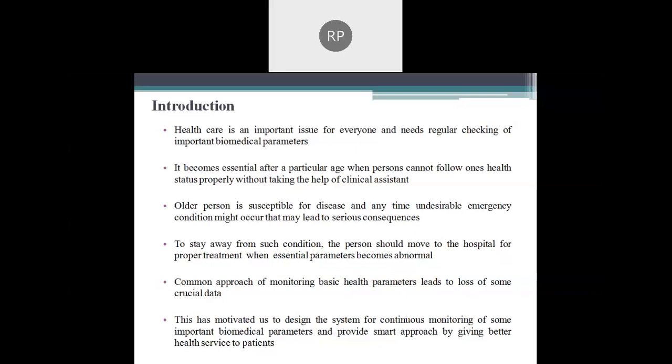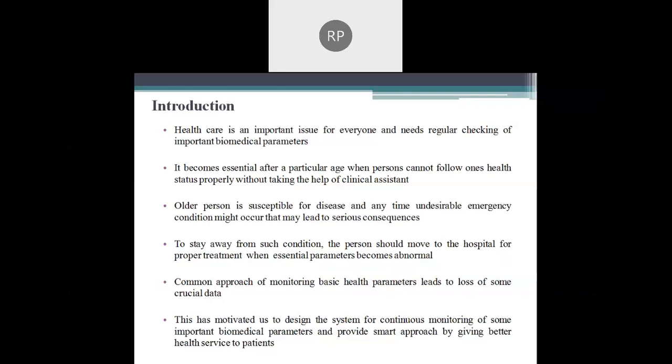Next, the introduction. Nowadays, healthcare is an important issue for everyone and needs regular checking of important biomedical parameters. It becomes essential after a particular age, when a person cannot follow one's health status properly without the help of a clinical assistant. Older persons are more susceptible to disease, and an undesirable emergency condition might occur at any time that may lead to serious consequences. To stay away from such a condition, the person should move to the hospital for proper treatment when essential parameters become abnormal. The common approach for monitoring basic health parameters leads to loss of some crucial data.